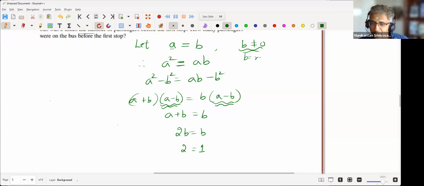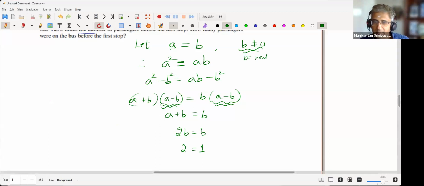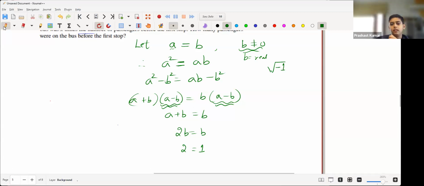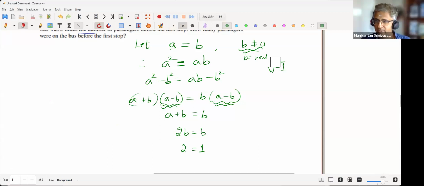For people who are wondering what real numbers are, for example, he's saying there are something called imaginary numbers. For example, the square root of -1 is an imaginary number. Exactly, it's called i. So he's saying potential. But I'm saying I'm not even venturing into all that. I'm saying B is real.